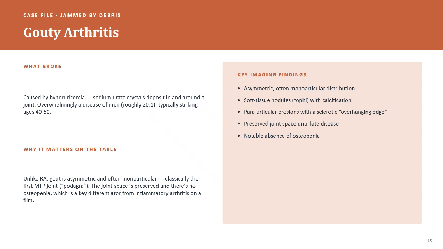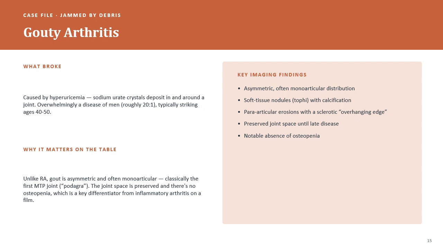In terms of the imaging, the pattern differs from rheumatoid arthritis. Gout is commonly asymmetric and also might be monoarticular, especially early on. The joint space itself, when we talk about gout, is usually preserved until later on in the disease process, and then the surrounding bone usually doesn't show the same type of osteoporosis that we see in rheumatoid arthritis.